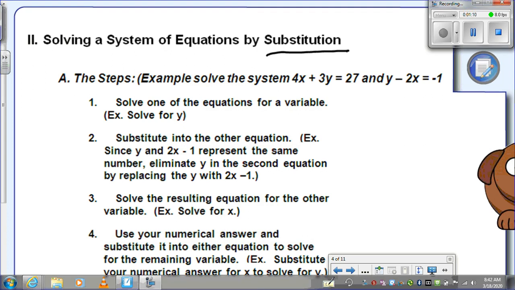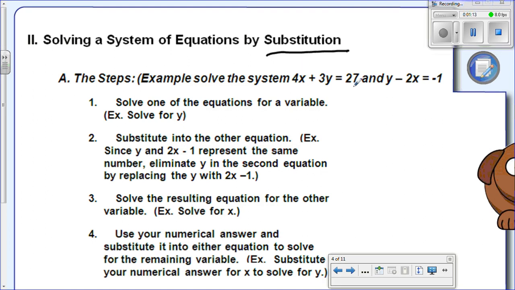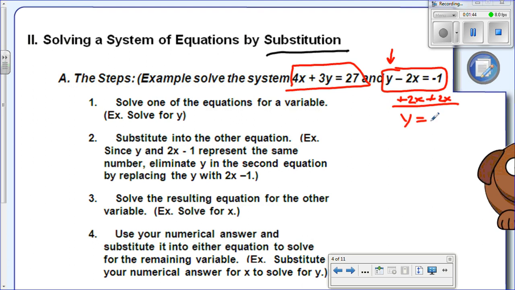Okay, in this problem, we have two equations. We have this equation, and we have this one right here. In our steps, we need to get one variable all by itself. It doesn't matter which equation we go for. If I look at the two equations, this equation is the easiest to work with, and it's easier to get the y by itself. To get the y by itself, all I have to do is add 2x to both sides, and I end up getting y is equal to 2x minus 1. Now I have one variable all by itself.